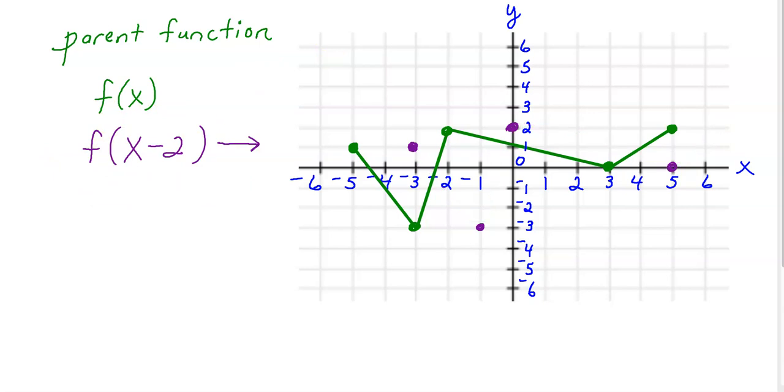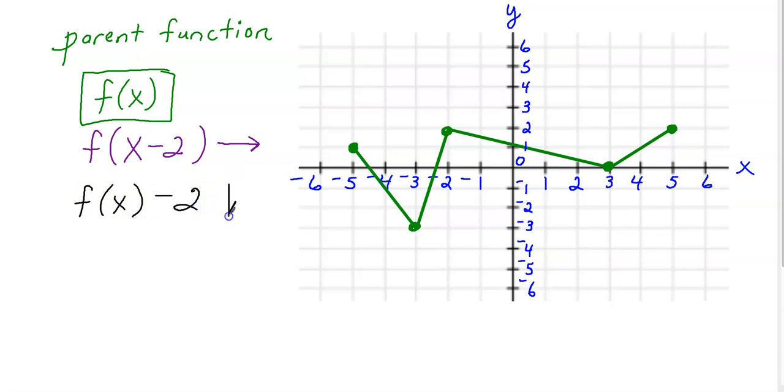Let's just say I wanted to move everything down 2 units. I want to take this graph and move it down 2 units. What would I do with my parent function with f of x? How would I change this to indicate that everything's being moved down 2 units? Well, you just simply write it like this. F of x minus 2. This would move everything down 2.